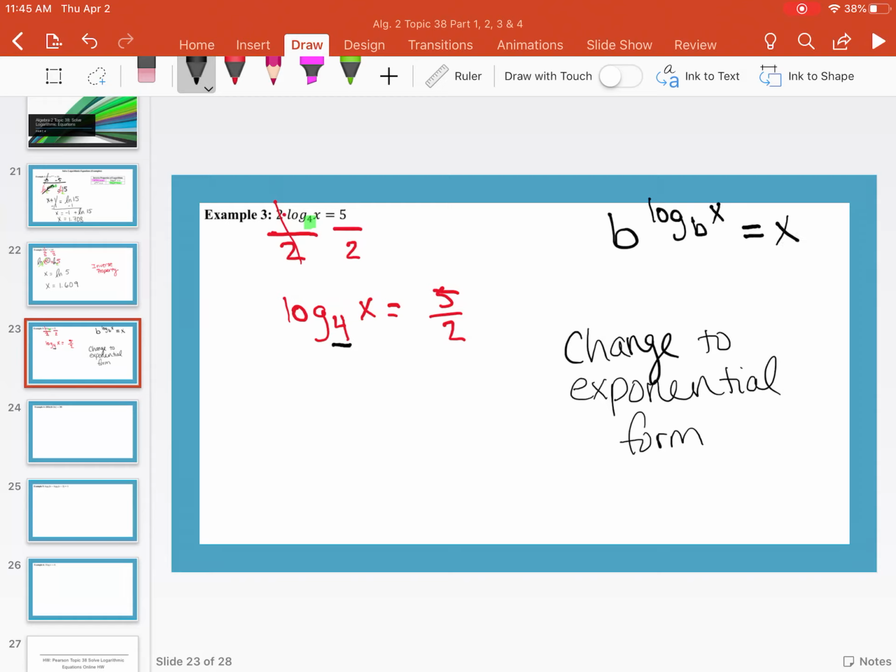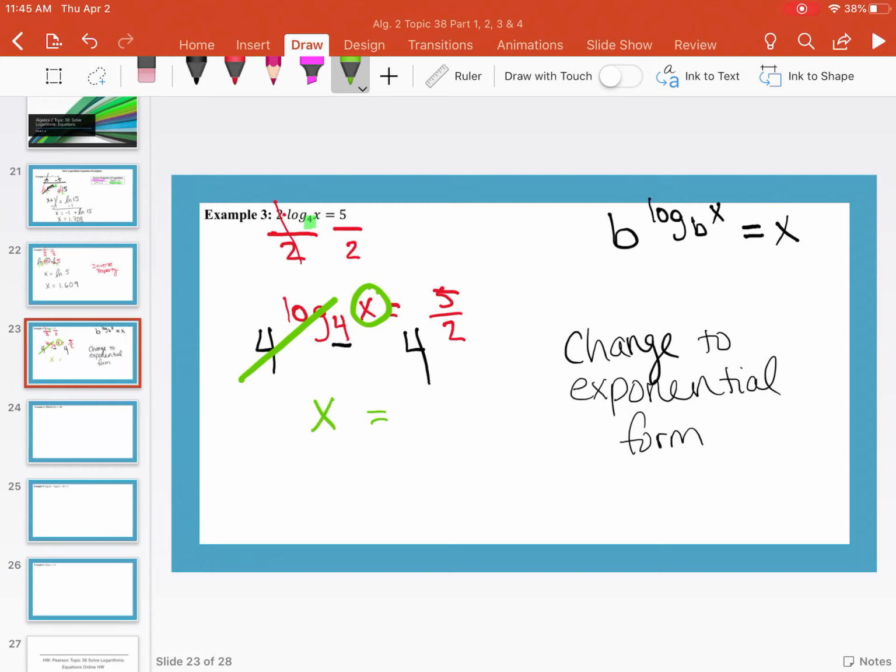So whatever my base is, in this case it's 4, that is going to become my base. And my other values from my original equation are going to now become the exponents. So using this property, it says that b to the log base b of x is x. So what I'm just going to be left with on the left-hand side is my exponent.